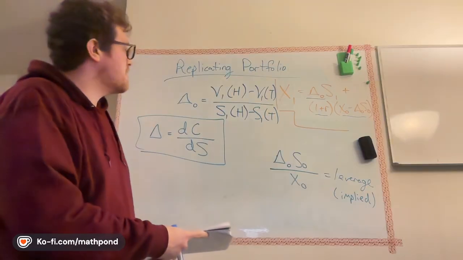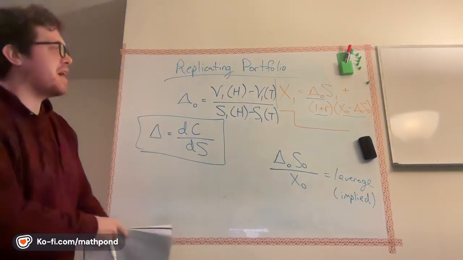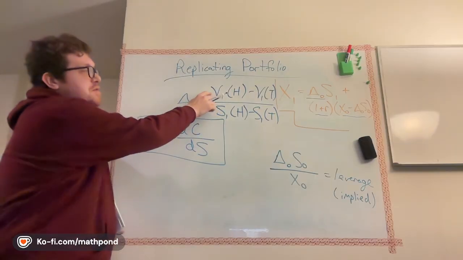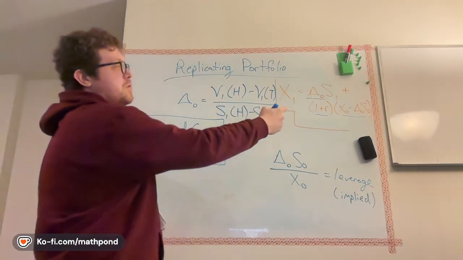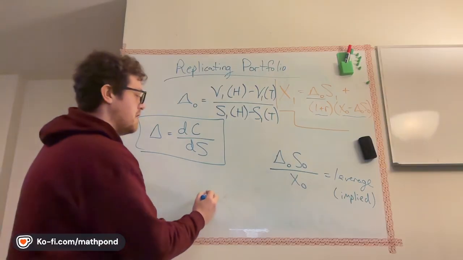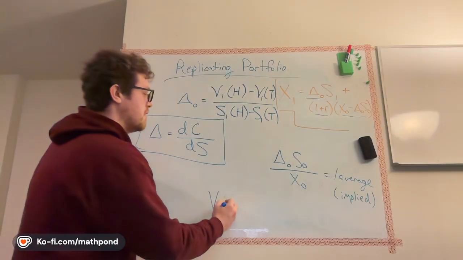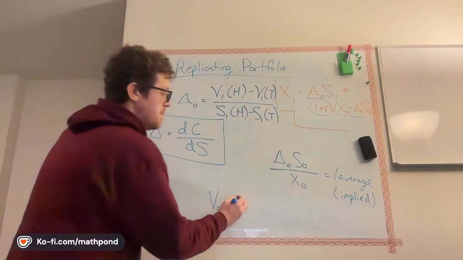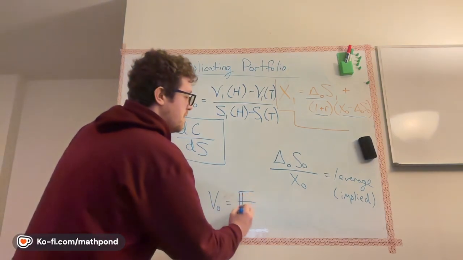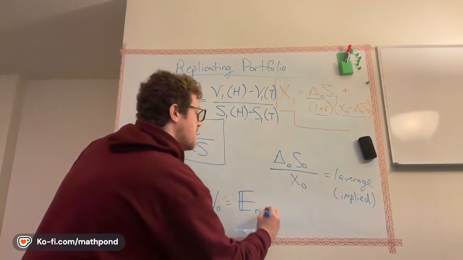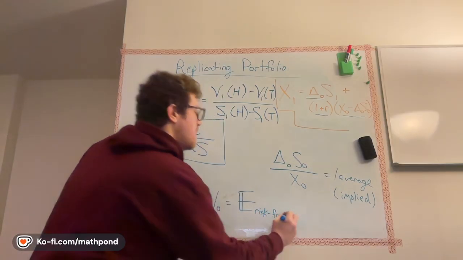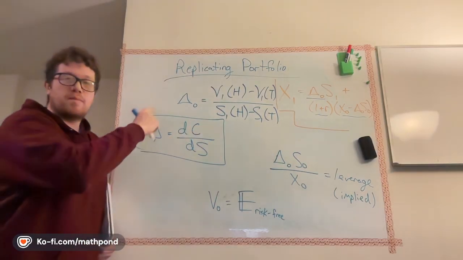Let's see. What am I missing here? Oh, and then, what's the value of the option at time 0? Well, it's very similar to what we had for S0. The value of the option at time 0 is going to be the expected value, but in the risk-free measure, meaning that again we changed the probabilities.